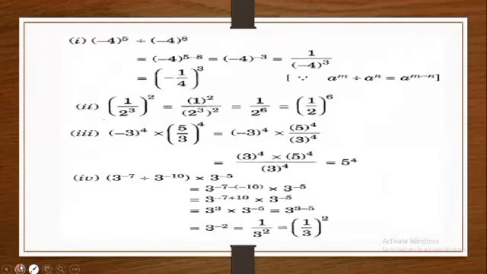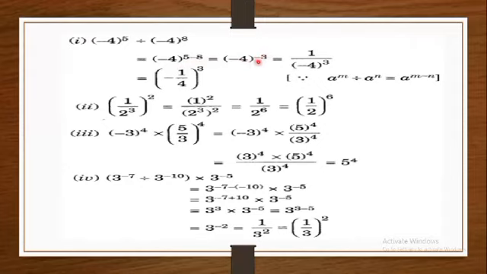Now, let's see some examples for the application of the rules to check your understanding. Minus 4 to the power 5 divided by minus 4 to the power 8. Look here. You have the same base, minus 4. So you are in the case of division. So you keep the base and you subtract the exponents. Minus 4 to the power 5 minus 8. So minus 4 to the power minus 3.